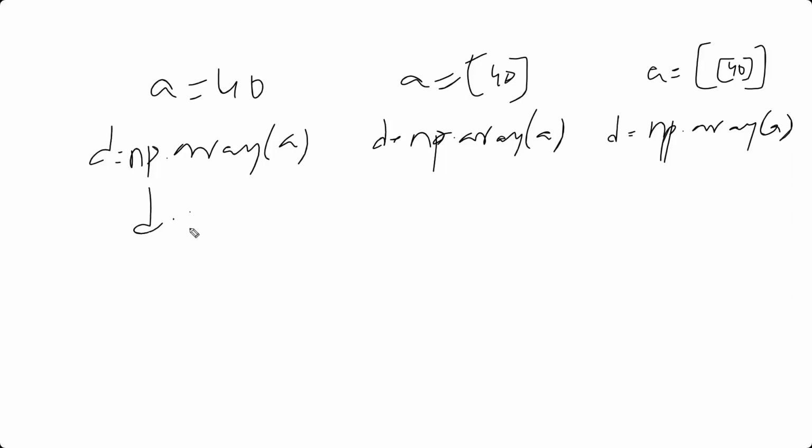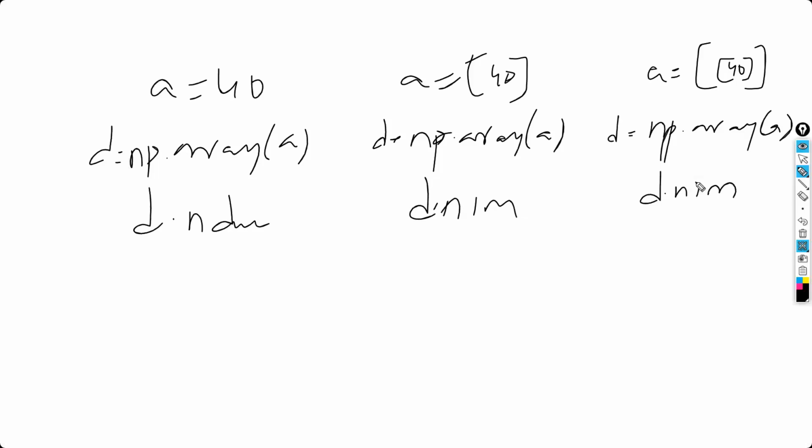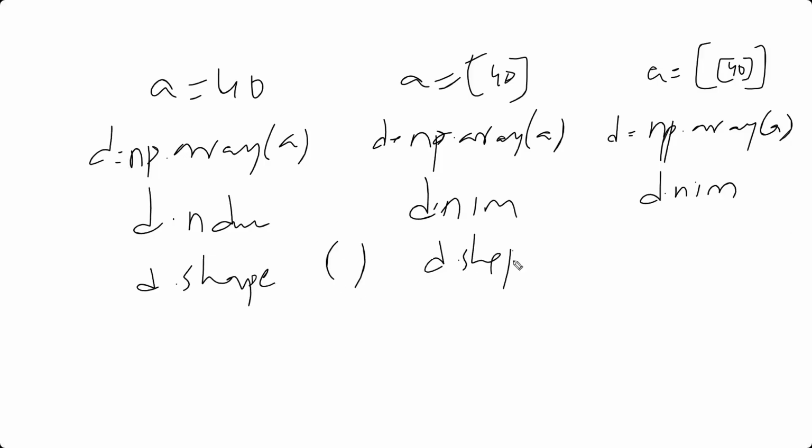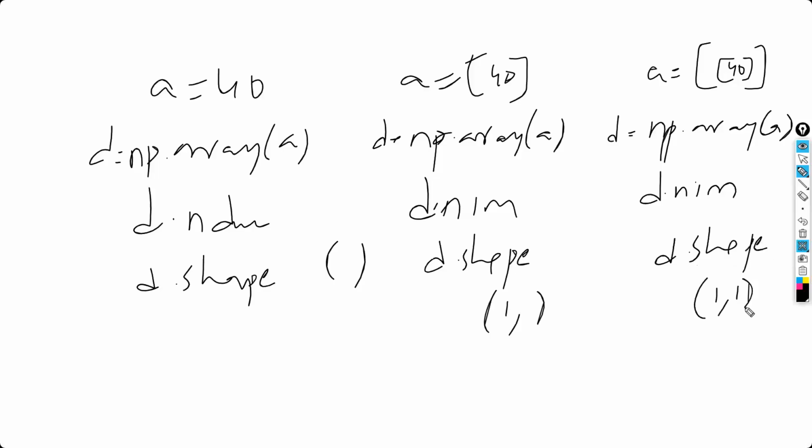Now in this case, what is d.ndim? 0. What is d.ndim? d.ndim. It is 2D. What is the shape of this? d.shape. What is d.shape? Empty tuple. What is d.shape in this case? 1 comma. Only one value is there. What is the shape of this one? It is going to give 1 comma 1. One row with one column.